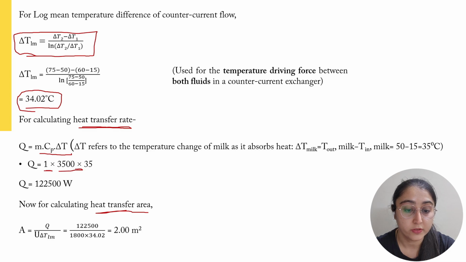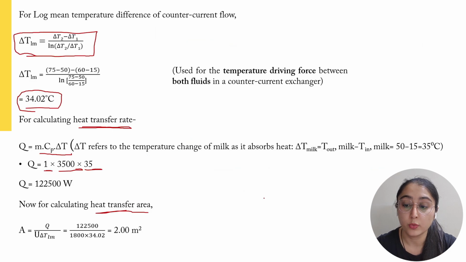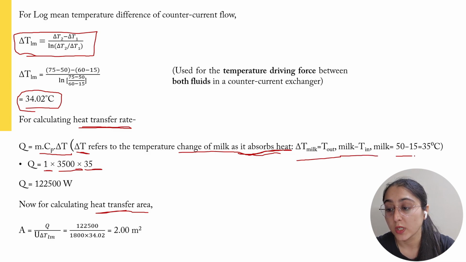into 3500 into 35. Now here we see that delta T is 35. Here we had calculated delta T1 and delta T2 as 45 and 25, but here we are not putting those values but rather 35, because here delta T is basically the temperature change in the milk. So it is basically the heat the milk is absorbing, so the inlet temperature of the milk is subtracted from the outlet temperature, so it comes out as 50 minus 15, which is 35.